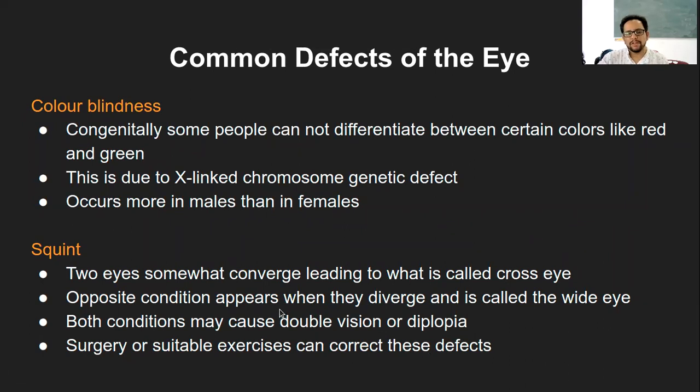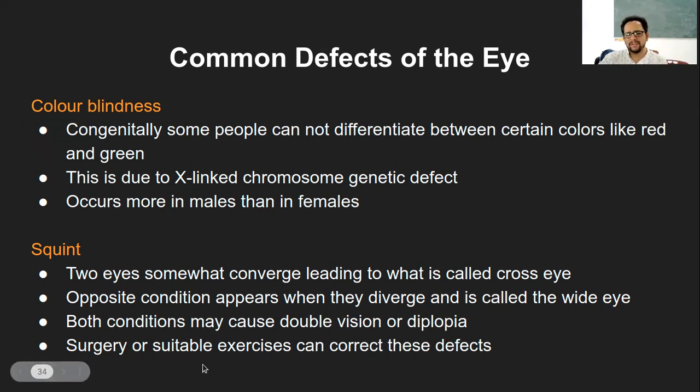The opposite condition occurs when they diverge. So there are two situations, either converging squint or diverging squint. Converging is called cross eye, and diverging squint is called wide eye. In both conditions, it may cause double vision, also called diplopia. Double vision is when you see objects twice. There are two images formed, and your brain processes them as two different images.